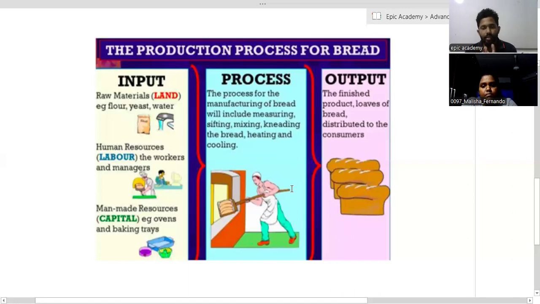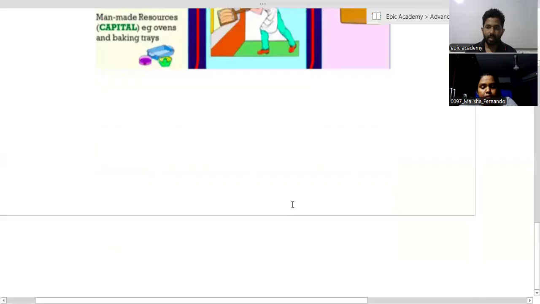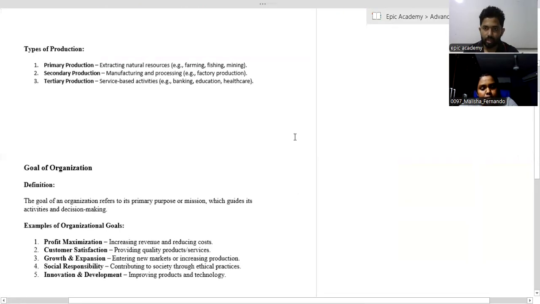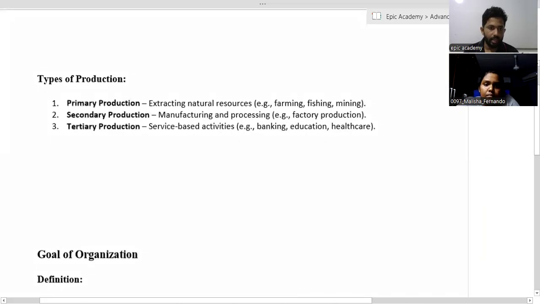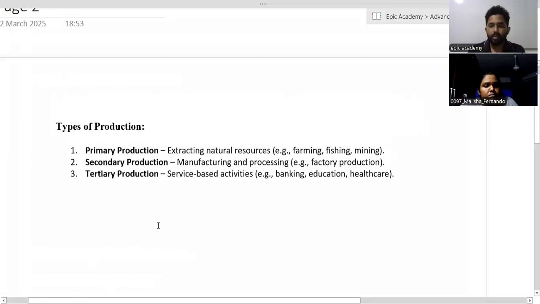So in this lesson, we are going to identify the basic elements and activities related to the production process. This is only one production process. There may be another production process which is different from this one. I will discuss all those things. But here, you have to identify that there are different types of production. We can identify different categories related to production.